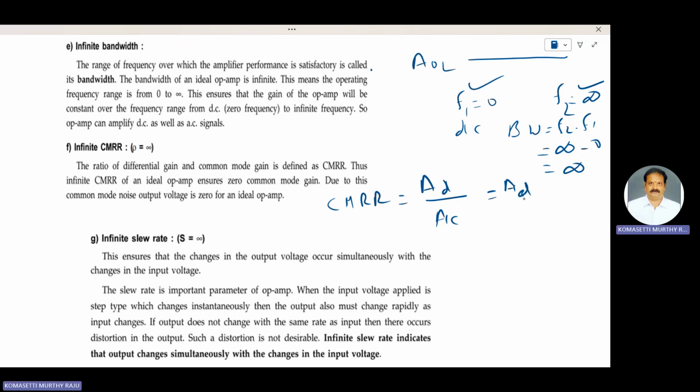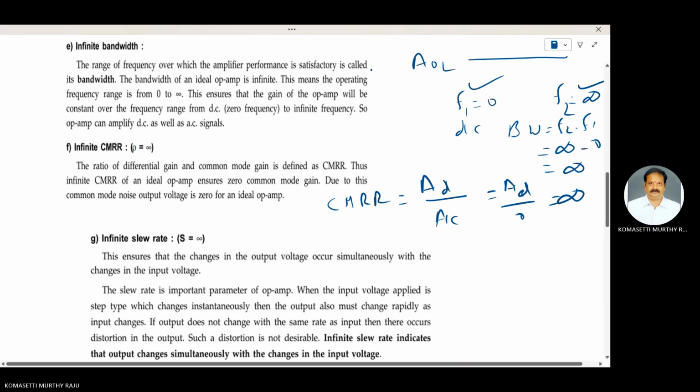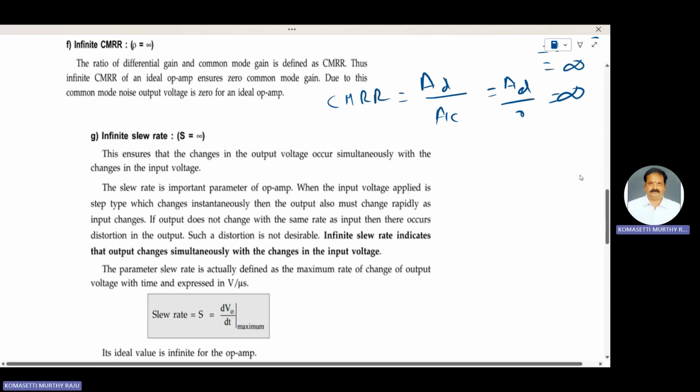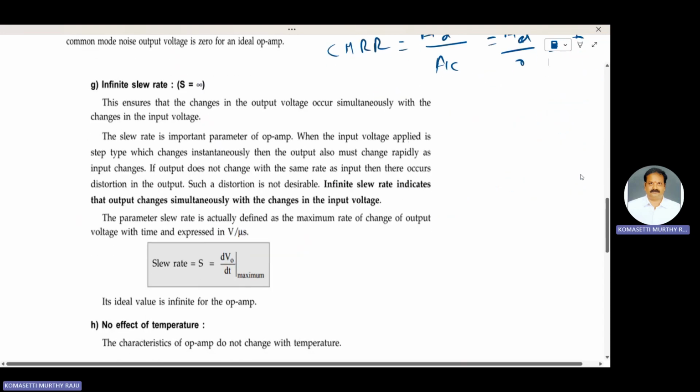AD is infinity and AC is zero. That means the common mode rejection ratio is infinity. Common mode rejection ratio is defined as the ability of the op amp to reject the common mode signals. Next one is slew rate. Slew rate is the change in output voltage that occurs simultaneously with the change in input voltage.